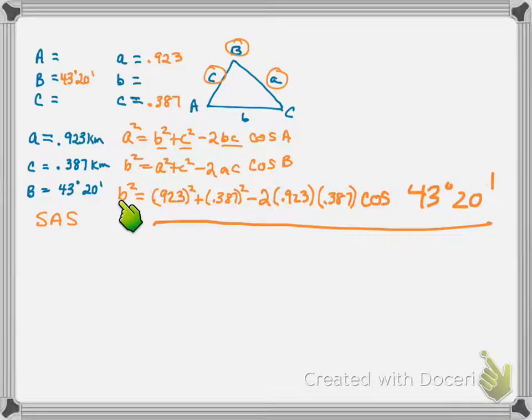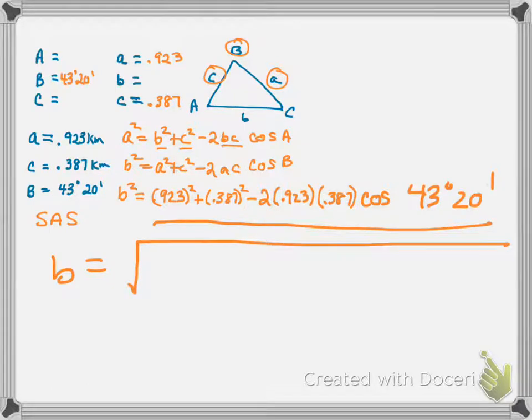Now remember, we don't want to know b squared, we want to know b. So if I want to know b, I know I'm going to need to square root all that. So if you want to do all of this first and then square root your previous answer, you can. Or you can do the whole thing in one big swipe. It doesn't really matter either way. 0.923 squared plus 0.3. Oh, I got my decimal in the wrong place. Let's start that over.